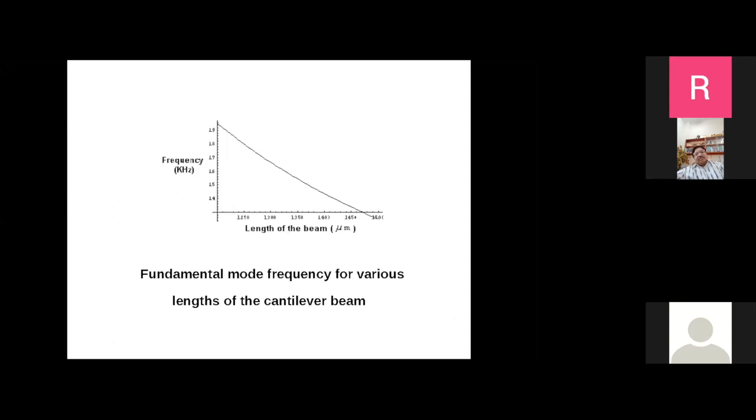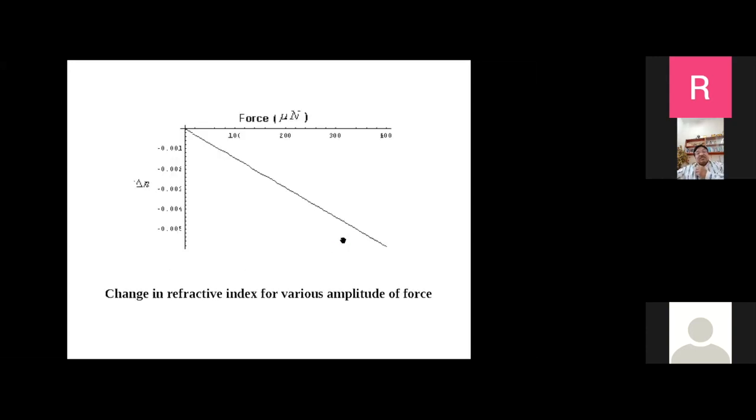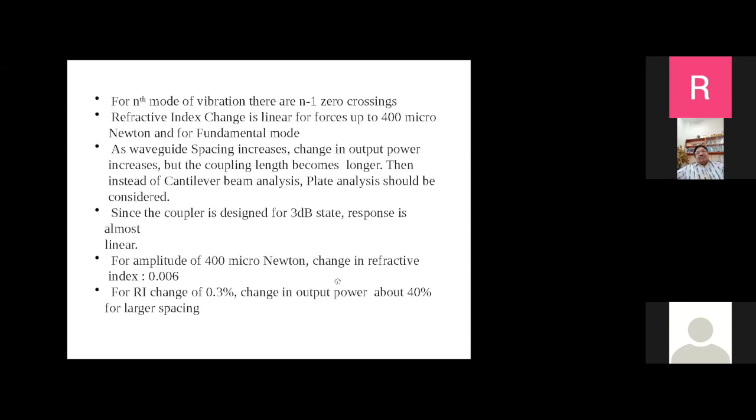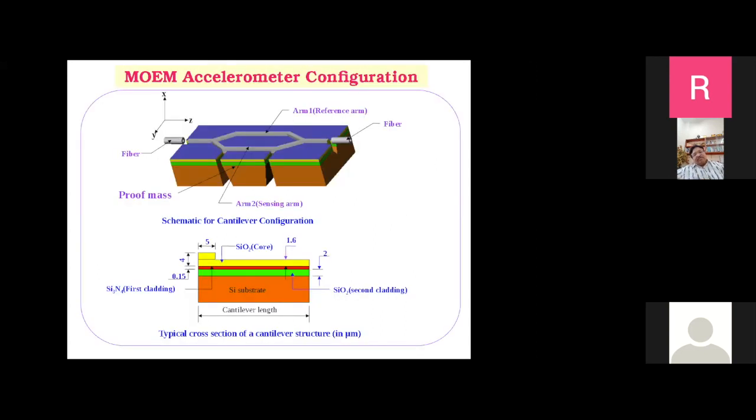Okay, let's go to another one. This is the cantilever beam mode frequency and how it happens, the length of the beam versus this thing. This is the change of the refractive index with the various values of the force that you apply on a cantilever beam. This is for different spacings of the directional coupler. You can have different output curves, so you can calibrate. These are some points that we have noted for different modes of vibration, the zero crossings, poles and zeros, and all these things we have studied in some of our theses in our previous works.